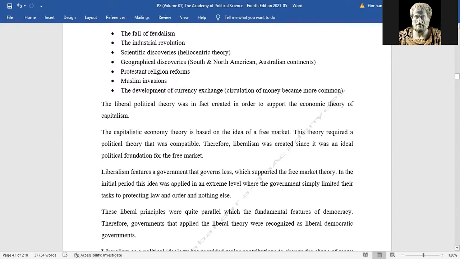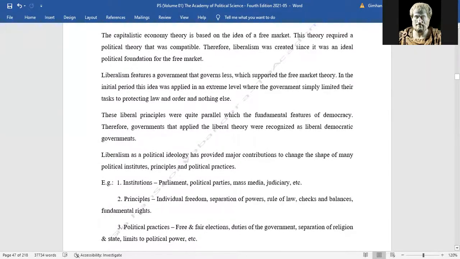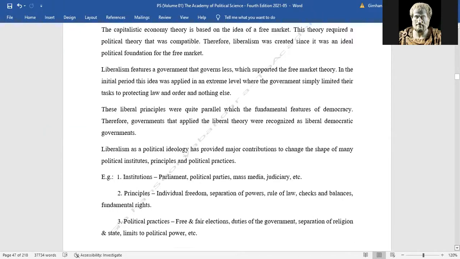The liberal political theory was in fact created in order to support the economy of capitalism. The capitalistic economic theory is based on the idea of a free market. This theory required a compatible political theory. Therefore, liberalism was created since it was an ideal political foundation for the free market. Liberalism features a government that governs less, which supported the free market theory.